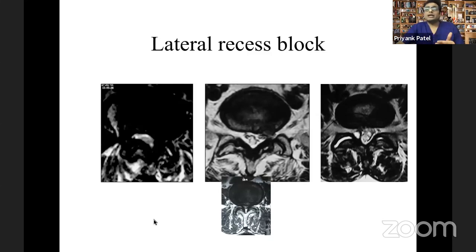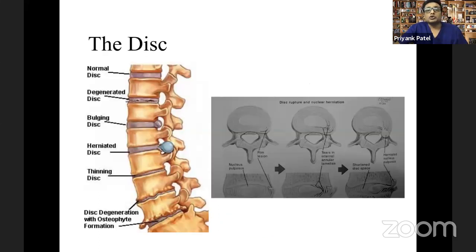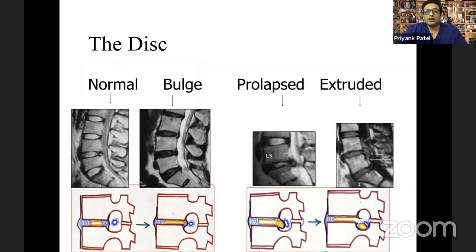And then you start seeing how every condition is going to look on an MRI, because it's very famously said that only what your mind knows is what your eyes are going to see. So you should know what is happening in the body and correlate on an MRI. Now, the first thing that goes wrong in the spine is something to do with the disc. So you have a normal disc which starts degenerating. At some stage, it starts bulging, herniating, thinning, or a lot of degeneration with osteophyte formations. So these are the different things that you can see on an MRI.